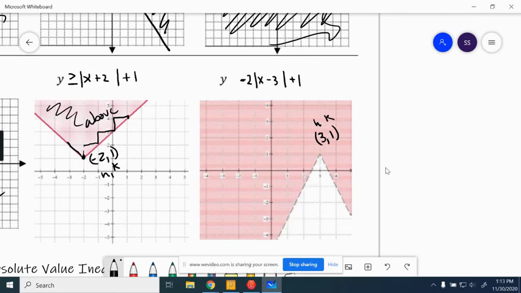And now we just need to determine our inequality symbol. The line is dashed, right? So we are not going to put the line underneath. And we're shaded above, right? So above, we're going to do a greater than symbol. But do not put the line underneath because it is dashed.